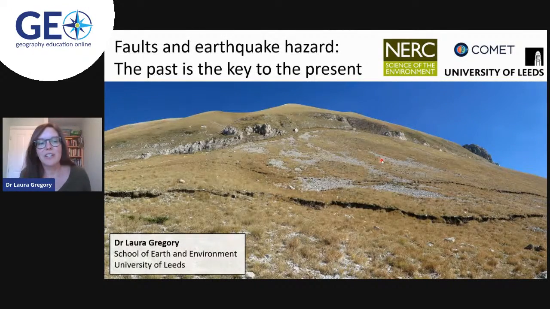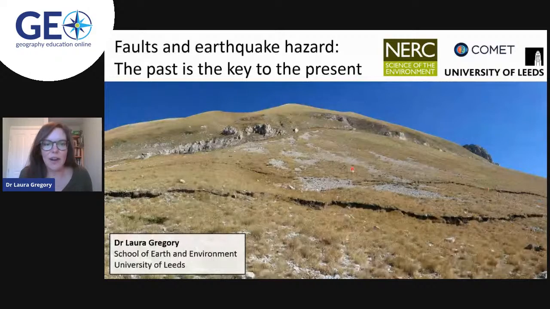So here you can see in this image a photo from Italy. And this photo was taken after an earthquake in 2016 that affected the area quite strongly. And you can see all these cracks in the ground. And so those cracks are representing what happens at the Earth's surface after an earthquake. My colleagues and I happened to actually be in the area for this earthquake. And so we experienced firsthand how scary the earthquakes can be and how much it affects the local populations.